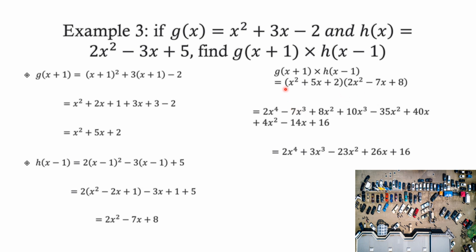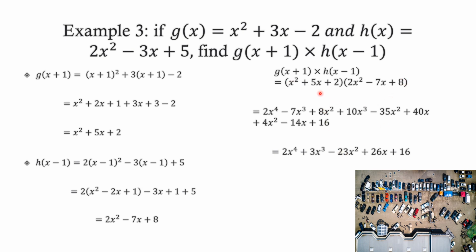You have to first multiply the coefficient, that is 1 times 2. That will give us 2. Then x squared times x squared gives us x power 4. Then the next one will be 1 times minus 7. That will give us minus 7. x squared times x will give us x power 3. 1 times 8 will give us 8. x squared times 1 will give us x squared.